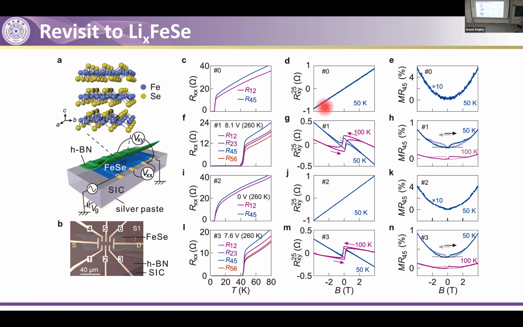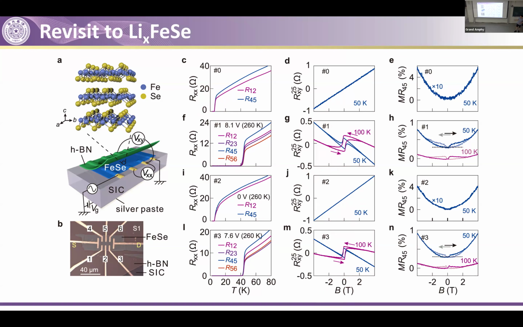From the Hall effect, we see that in the high TC regime, we see this hysteresis. It looks very much like a ferromagnetic response. If we remove the lithium ions, we do not see this. And if we intercalate lithium ions again, we see this effect.